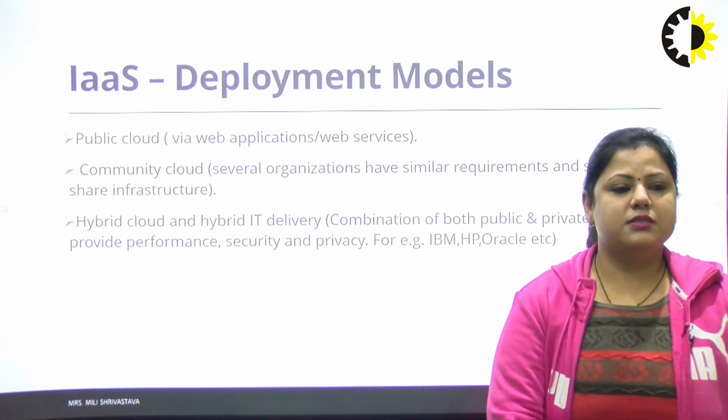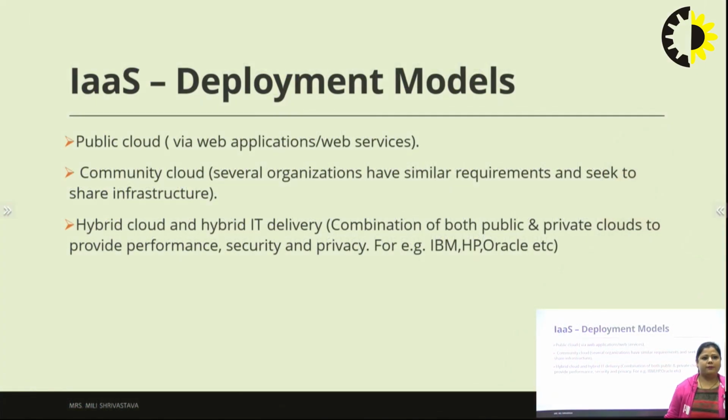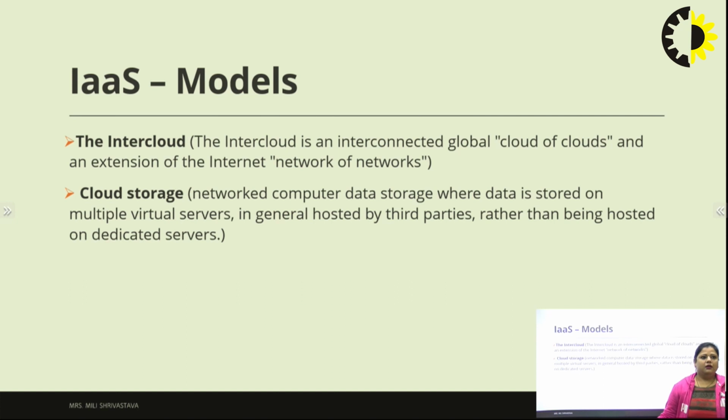These are the deployment models: public cloud, community cloud, hybrid cloud and hybrid IT delivery. This is the model of infrastructure as a service, the intercloud and the cloud storage. The intercloud is an interconnected global cloud of clouds and an extension of the internet, a network of networks. Cloud storage: network computer data storage where data is stored on multiple virtual servers, generally hosted by third parties rather than on dedicated servers.